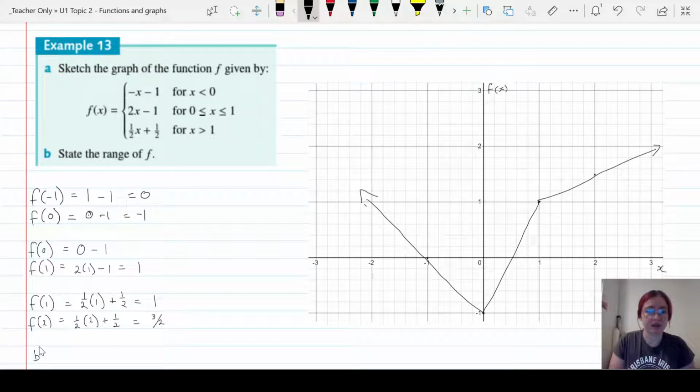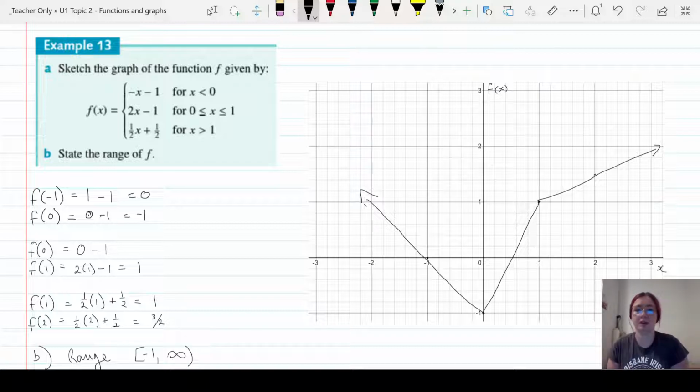Now, if we want to state the range of this, obviously this first function is going to keep going upwards in our y values, and this last one is going to keep going upwards, but nothing is ever going to be less than -1. So our range here is going to be -1 up to infinity. That's piecewise functions.